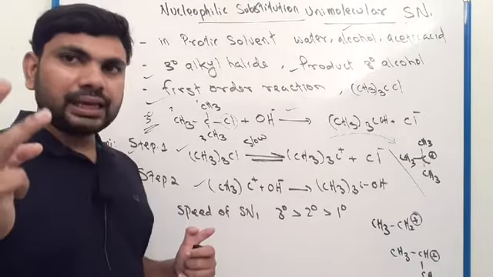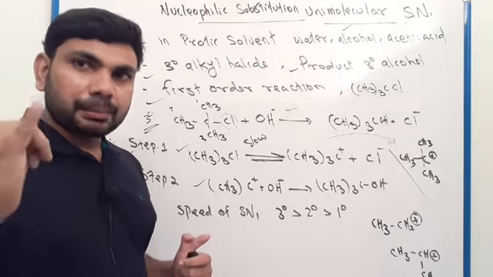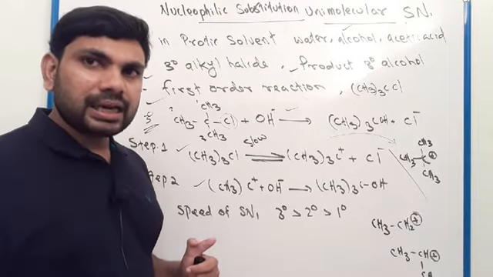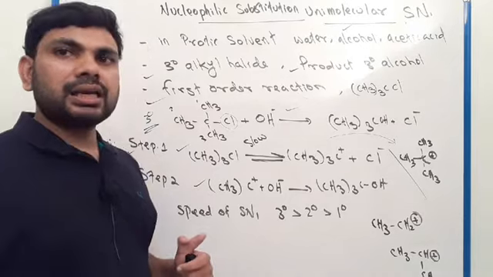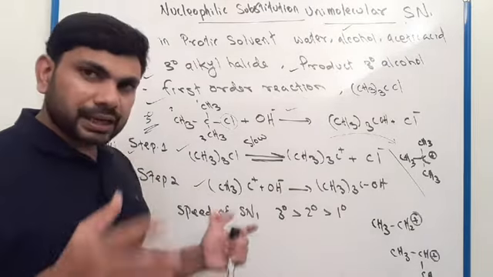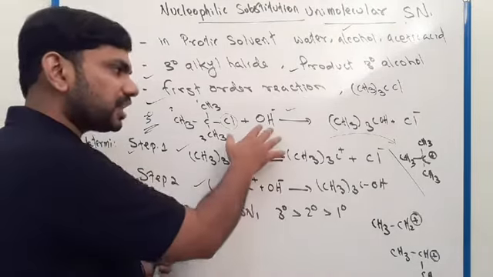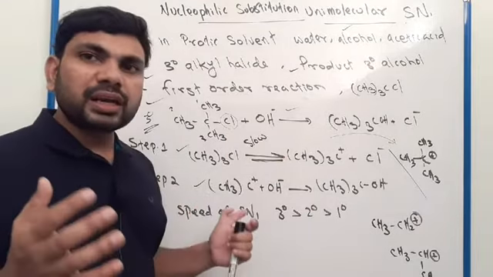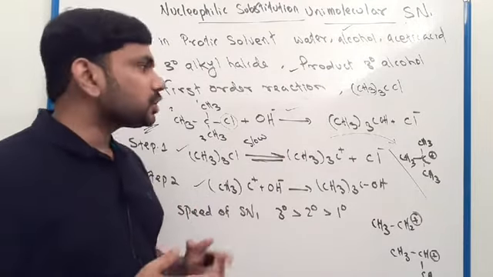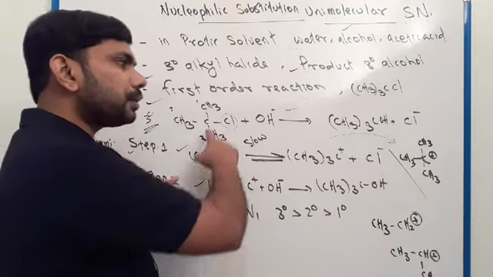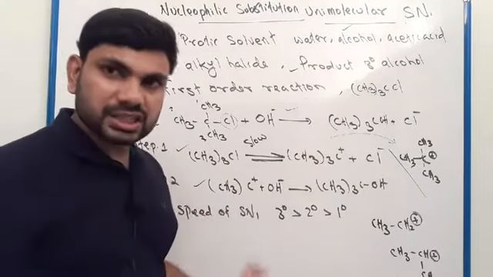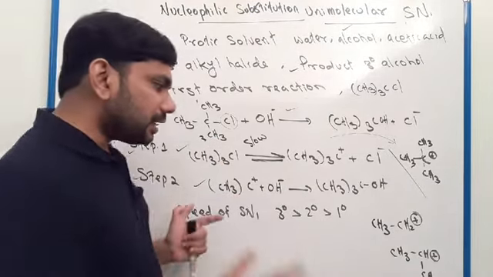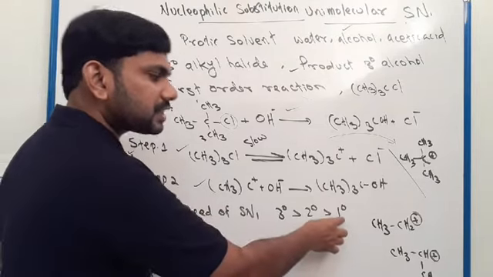You have three alkyl halides: primary, secondary, and tertiary. Separately, you react each with OH minus. Which product forms faster? The tertiary alkyl halide produces the tertiary alcohol faster. The other two reactions will be very slow.